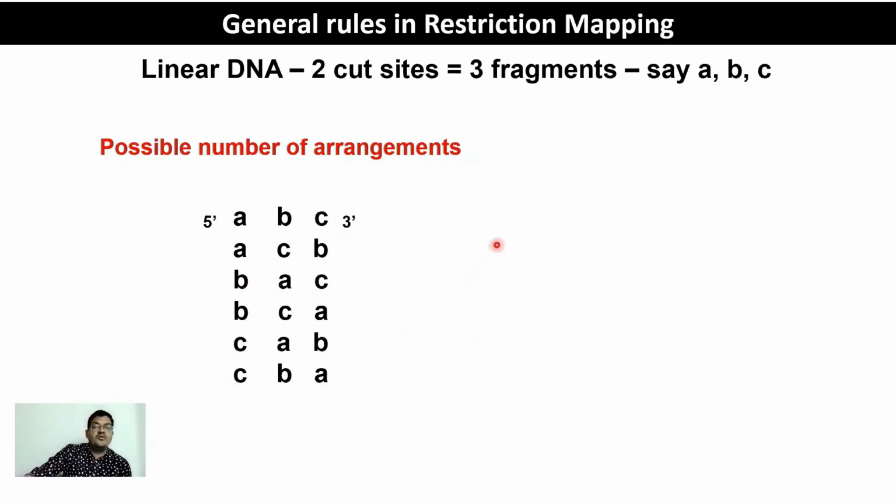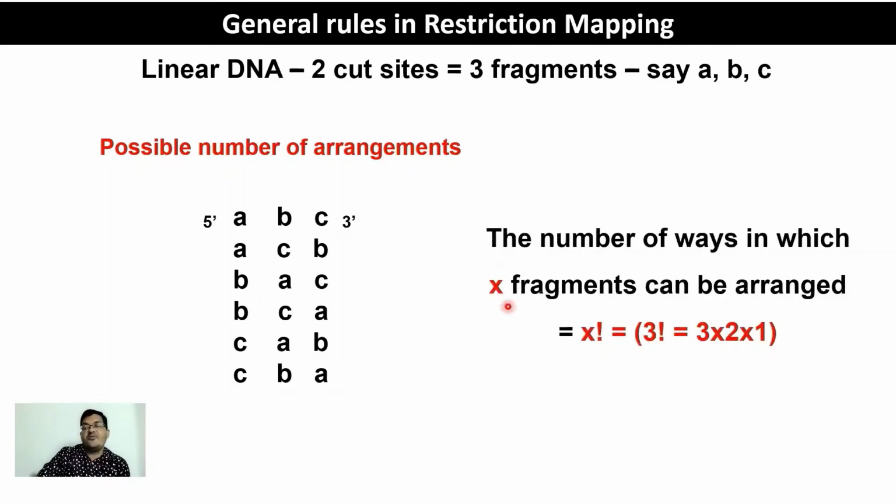Right? So what's the formula that you can use to calculate how many possible number of arrangements you can have for a given number of fragments? So the formula here is x factorial. So the number of ways in which x fragments can be arranged is x factorial. X factorial essentially means if the number of fragments is 3, then it breaks down to 3 into 2 into 1. If the total number of fragments obtained was 4, it will be 4 into 3 into 2 into 1. If it is 5 into 4 into 3 into 2 into 1.